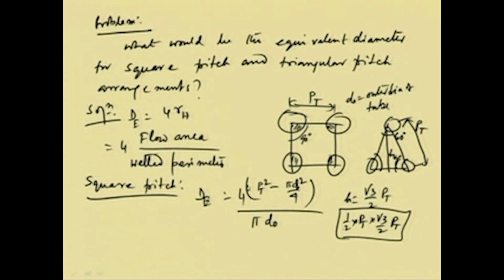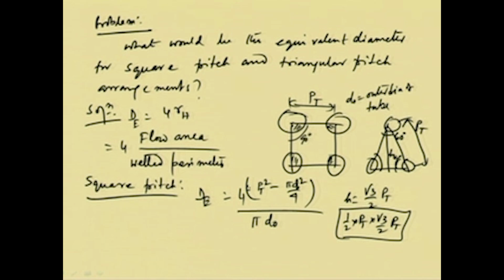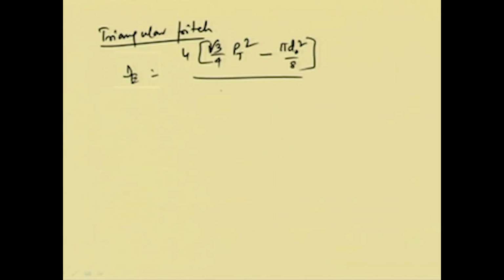Fine. So, this will become now 4 into half into root 3 by 2 into Pt square, that means root 3 by 4 into Pt square, that is the area of the equilateral triangle, minus half of the area of the tube, that is pi d naught square by 8. Pi d square by 4 is the area of the tube, divided by 2. This is the flow area, divided by the wetted perimeter. Again, in a similar fashion, the wetted perimeter will be half of the perimeter, so it will be pi d naught by 2. Okay. So, this becomes the equivalent diameter in case of triangular pitch arrangement.